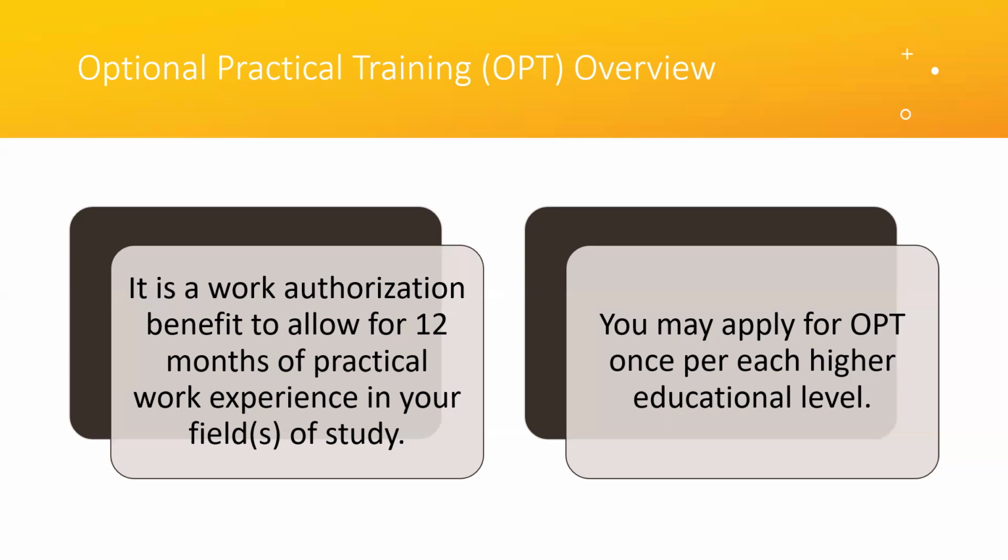You also cannot bank unused OPT. So let's say you did a master's degree in the US and you did not use your OPT after your master's level, and now you're finishing your PhD. You can apply for OPT based on your PhD, but you cannot recapture the time from your master's degree that you did not use. So it's use it or lose it.